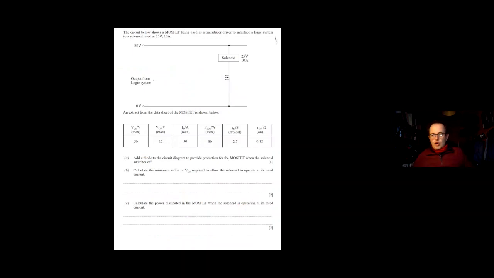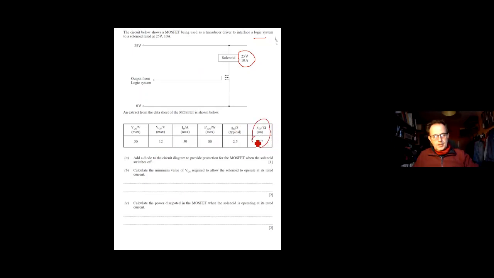Okay, here we go with another MOSFET. So looking at the conditions, the solenoid in this case needs 10 amps, it needs 25 volts, and it's being driven by a logic system. That's the advantage of it. They like giving you a data table to do with MOSFETs. The important thing with these, I would say, is that one, RDS.